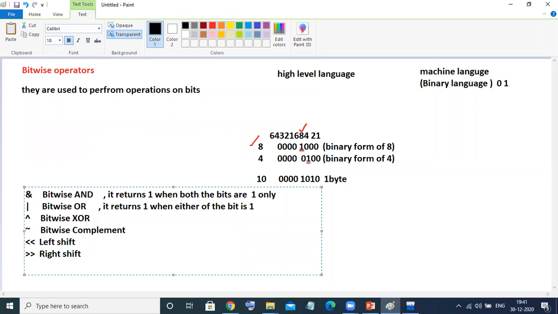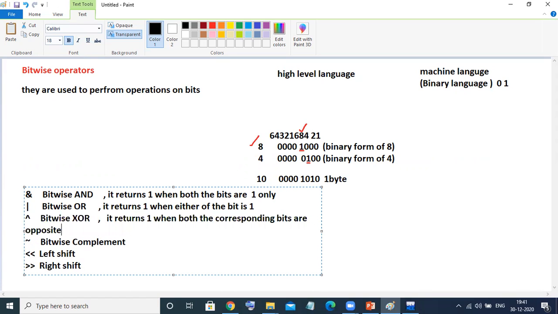And then bitwise XOR. So bitwise XOR means what? It returns 1 when both the corresponding bits are opposite. Opposite means if one bit is 1, then the other bit should be 0 only. Then bitwise complement. Bitwise complement is a unary operator. It is not a binary operator. So it returns 1 if the bit value is 0 and vice versa. If the bit value is 1, then it returns 0. If it is 0, then it returns 1.